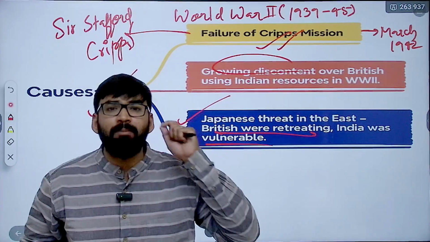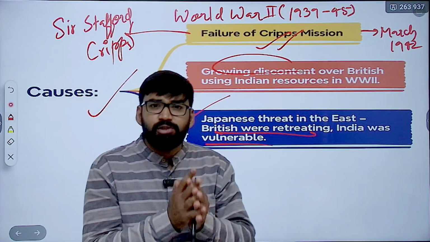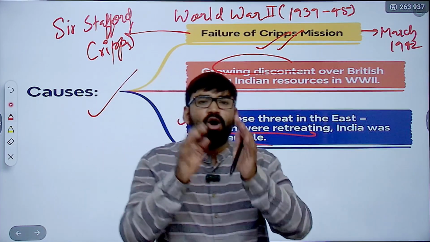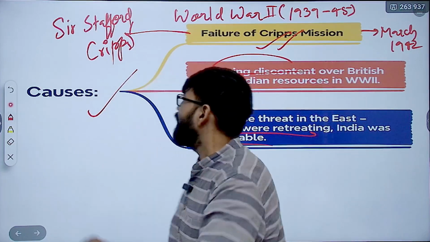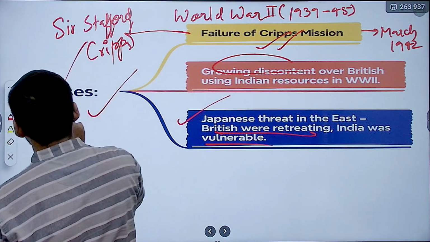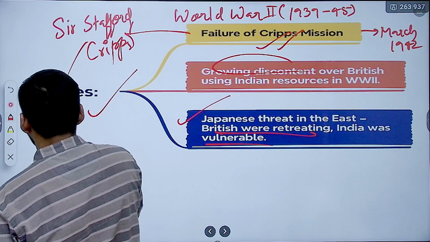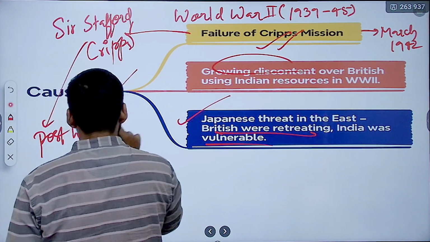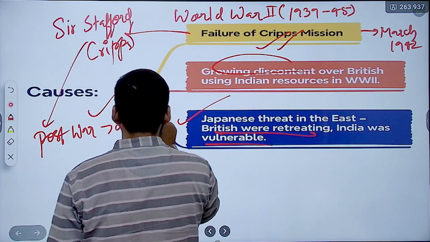Now what was the aim of this mission? The aim of this mission was to gain Indian support in the Second World War by offering post-war dominion status. So what was this mission offering? Post-war, that is after the Second World War, dominion status.